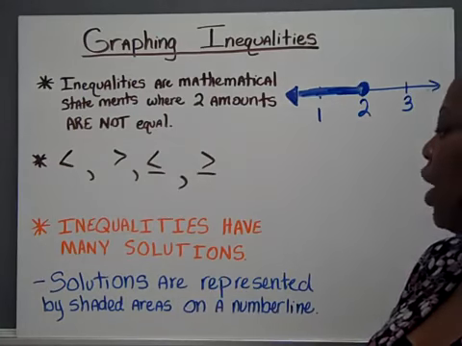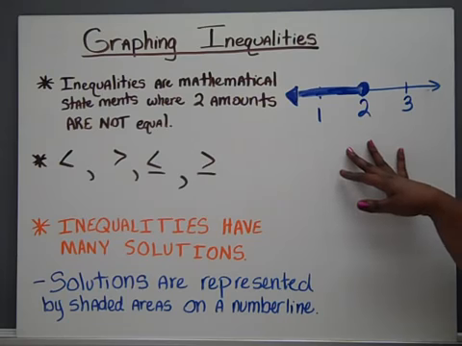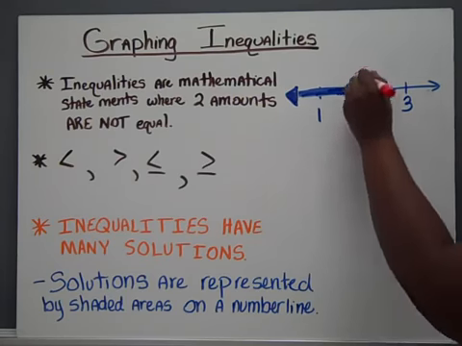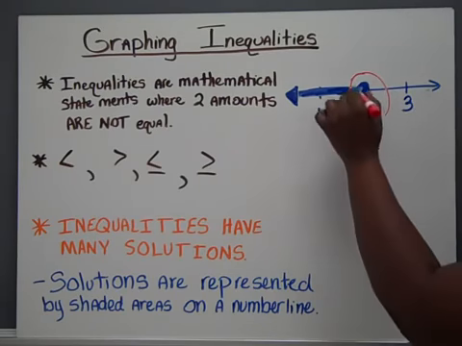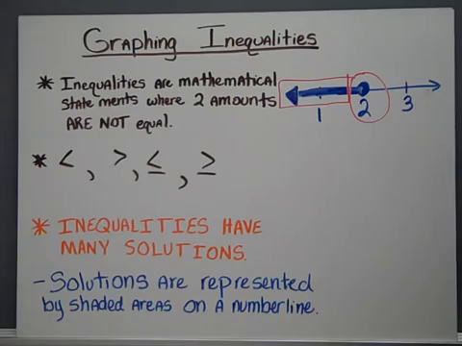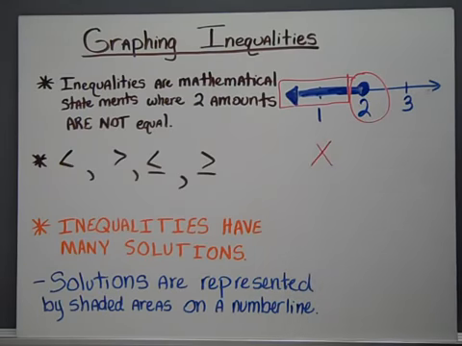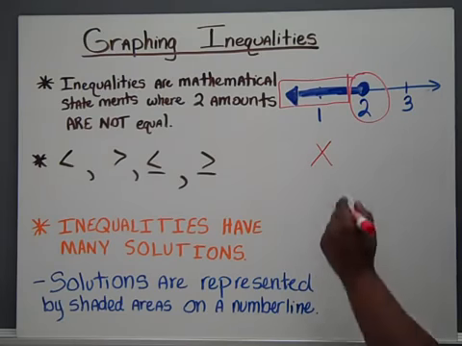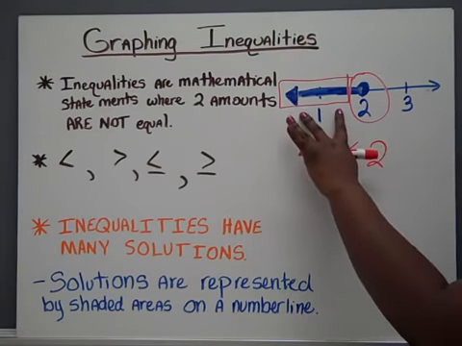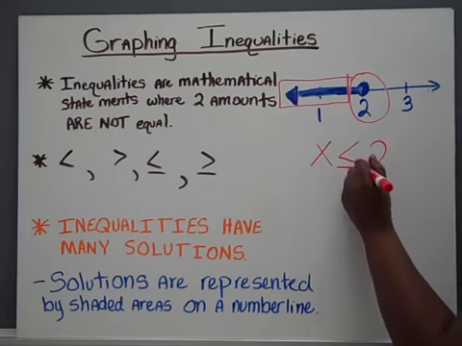Solutions are represented by shaded areas on a number line. So for example, in this number line, it appears that the number 2 has a shaded circle over it. And everything below the number 2, or less than the number 2, is also shaded. That is telling us that whatever number we pick, it will be a number that is less than 2. Because again, everything less than 2 is shaded. And it also appears that by the shaded circle, x could be 2.